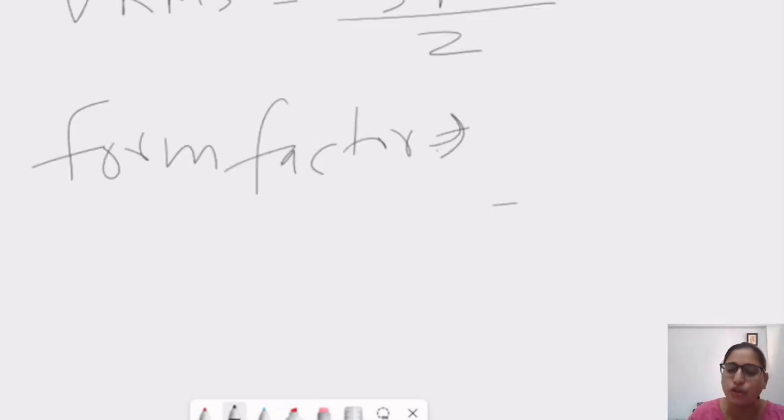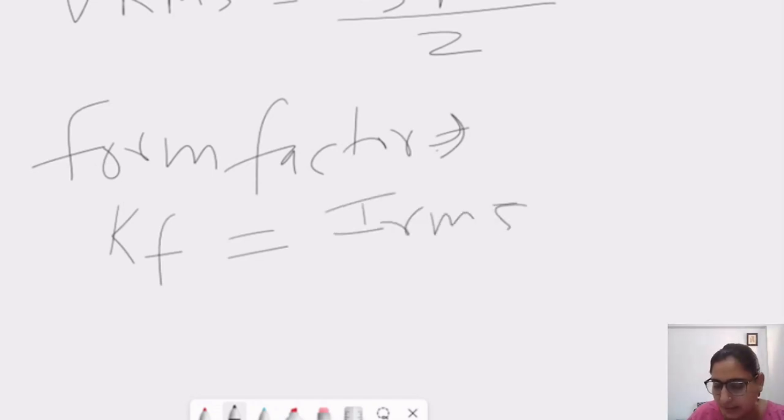Form factor is the ratio of RMS to average value. Form factor is denoted by Kf and it is nothing but IRMS over IDC. Clear? We know both of the values. IRMS is the root mean square of output current, and IDC is the DC output current.